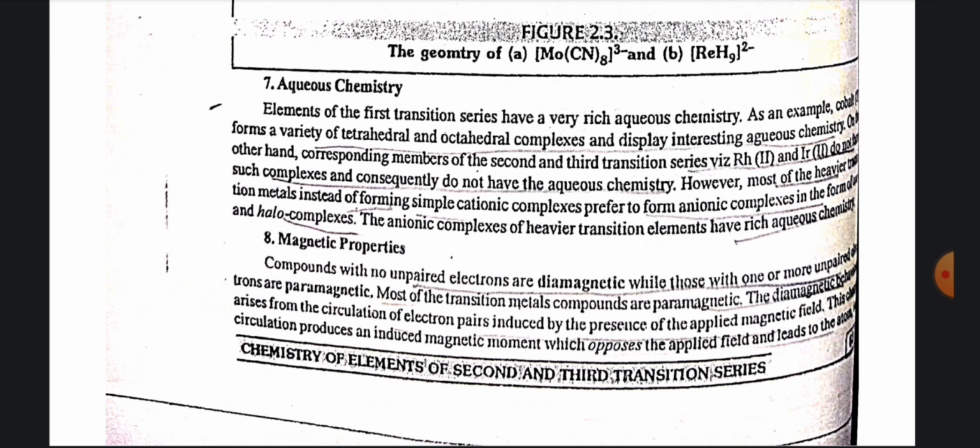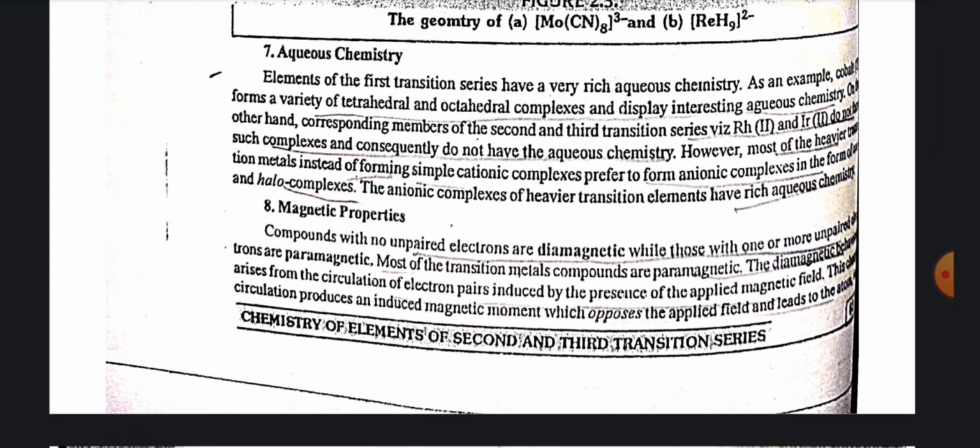However, most of the heavier transition metals, instead of forming simple cationic complexes, prefer to form anionic complexes in the form of halo compounds and oxo compounds. And ionic complexes of heavy transition elements have rich aqueous chemistry. Magnetic properties: compounds with paired electrons are diamagnetic, while those with one or more unpaired electrons are paramagnetic.